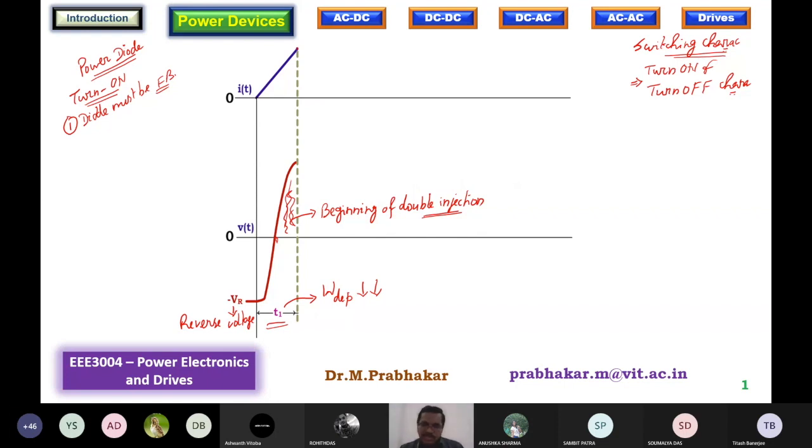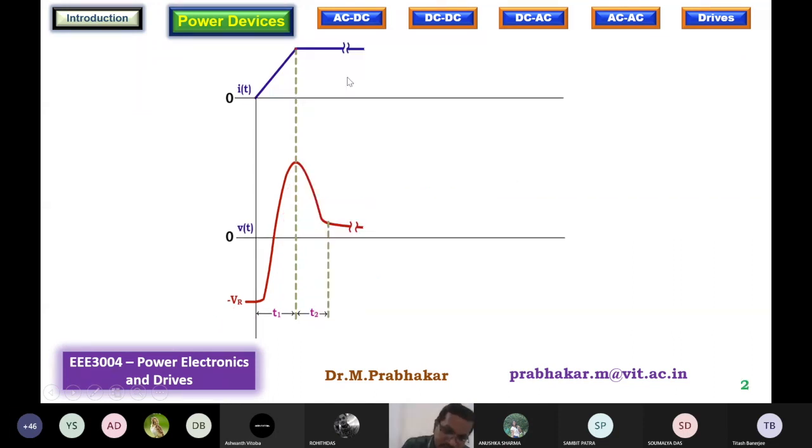Then once double injection has commenced, it means the current through the diode is now ready. The excess charge carriers are now established in the N minus layer. Now the diode is ready to take up conduction, ready to take up the full current. So that happens next. This current is going to be the forward current, which I will indicate as IF, the full forward current as demanded by the load, obviously.